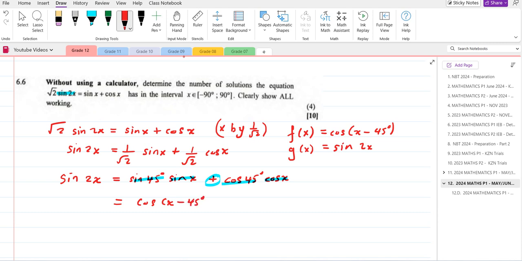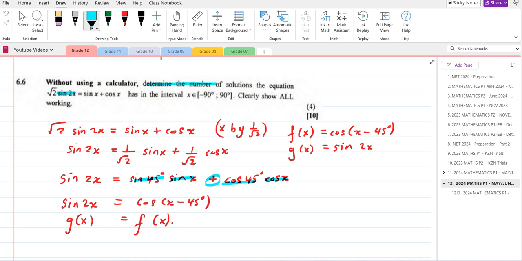So now expand cos of x minus 45, you're going to get cos x cos 45, plus the opposite sign, sine x sine 45. Right, so we basically modified it to this. So this is basically g of x equals f of x. We're basically finding the points of intersection, and we want to know how many points of intersection, how many solutions.